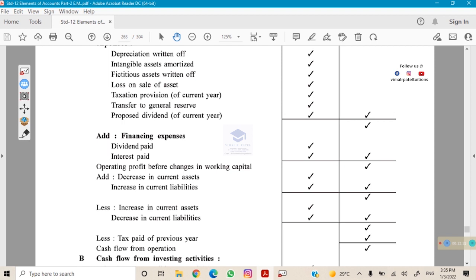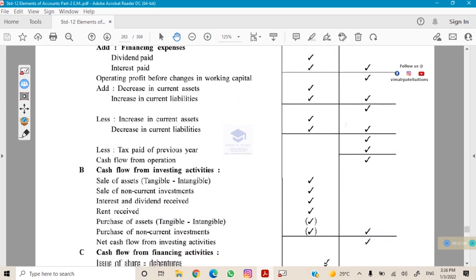Whenever there is increase in current asset, it will be subtracted. For current liability, reverse is the case. Increase in current liability is added, decrease in current liability will be subtracted. Then tax paid for the previous year will be subtracted. So this will give you cash flow from operation.